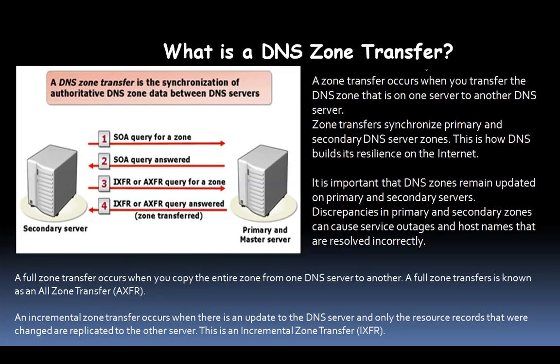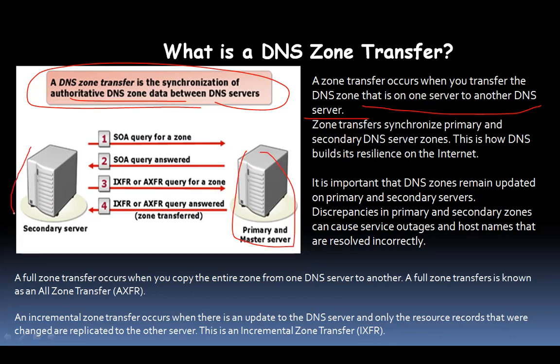What is DNS zone transfer, guys? A DNS zone transfer is the synchronization of authoritative DNS zone data between DNS servers basically. If you want to know more, a zone transfer occurs when the DNS zone on one server is transferred to another DNS server. For example, this is my primary server and this is my secondary server. Now I'm just transferring the zone. How will it happen? Zone transfer synchronizes the primary and secondary zone servers. This is how DNS built its resilience on the internet.